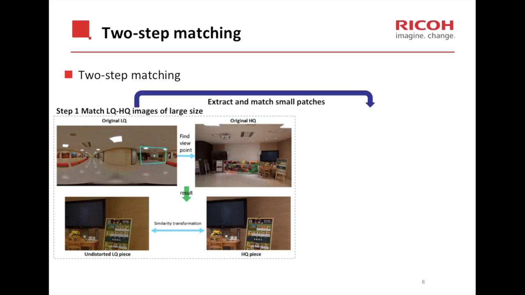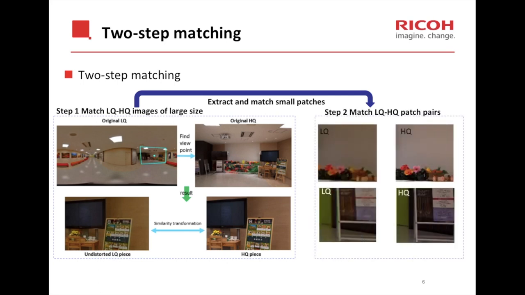In the second step, we extract and match small patch pairs using template matching and pixel mapping. Here is the result of matched LQ and HQ patch pairs. Our final dataset is called the Panoramic High-End, or Pano-High, dataset. It consists of equirectangular and high-end camera images of more than 100 gigabytes.